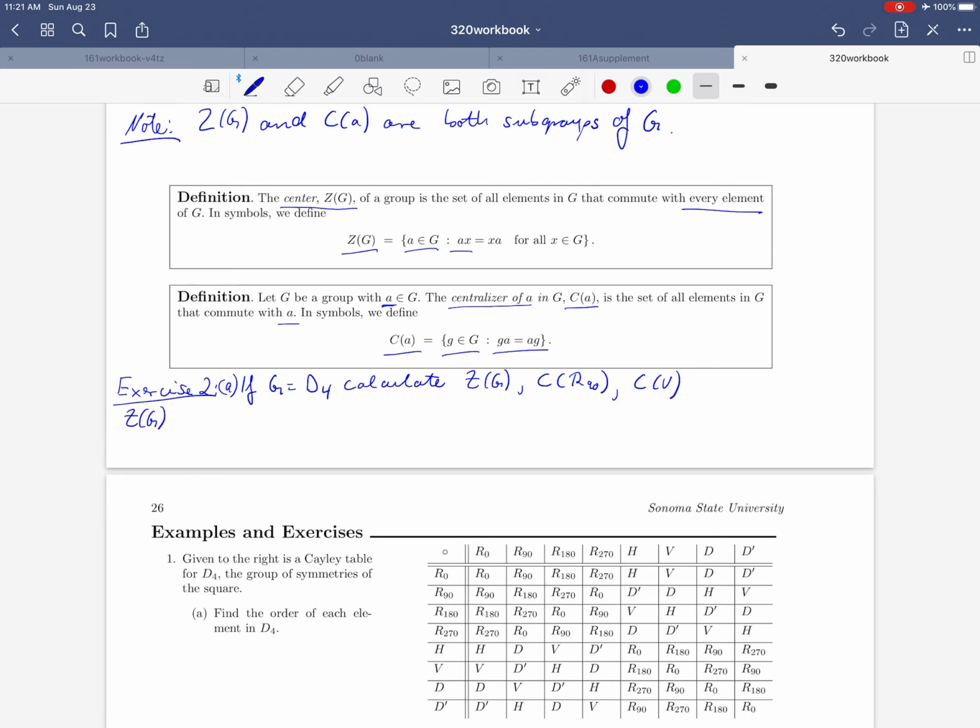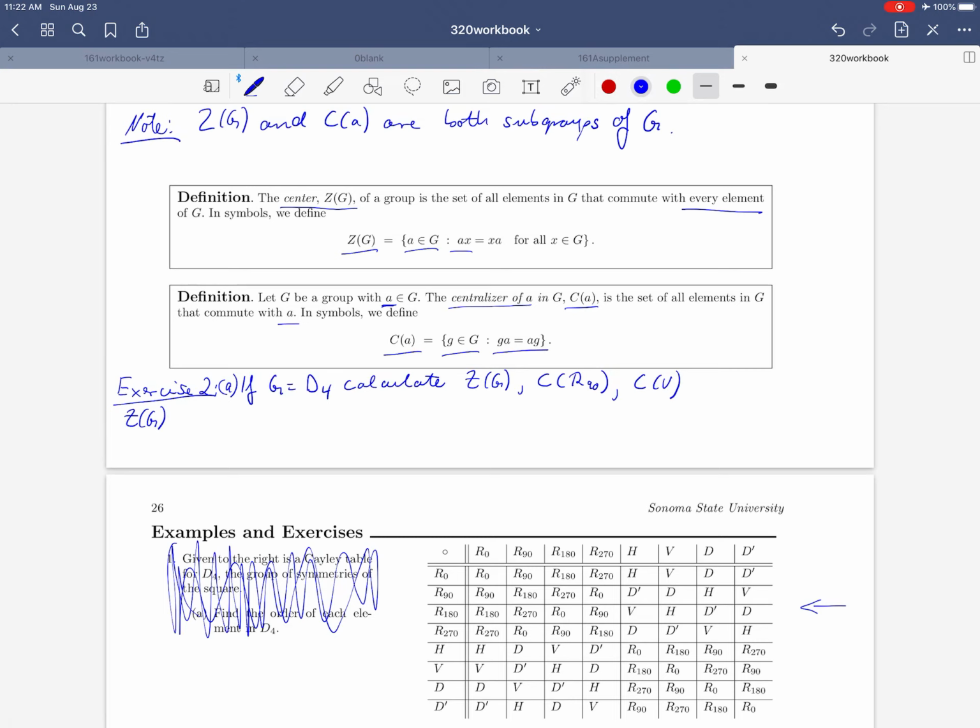So let's look at what the center of this group looks like. I'm not going to the page in the workbook that has that exercise because I want to look at the Cayley table for D4, and that is conveniently located right here. So I'm not working on this exercise, don't worry about that. I just want to have the Cayley table handy because this is really what we need to figure this out. So to find the center of G, we have to find the set of all elements in G that commute with every element in G.